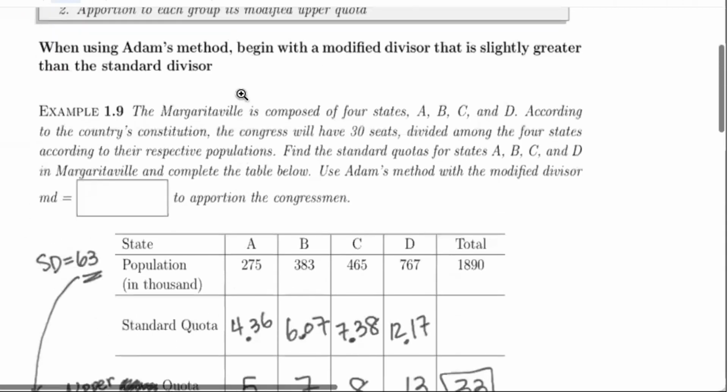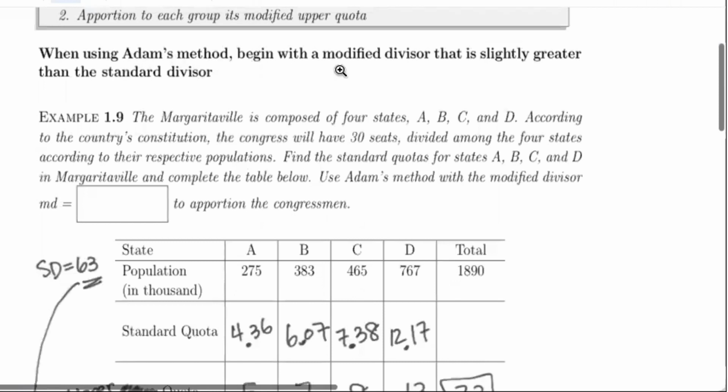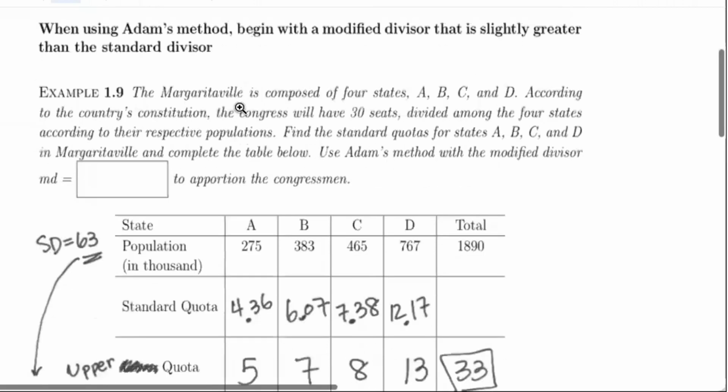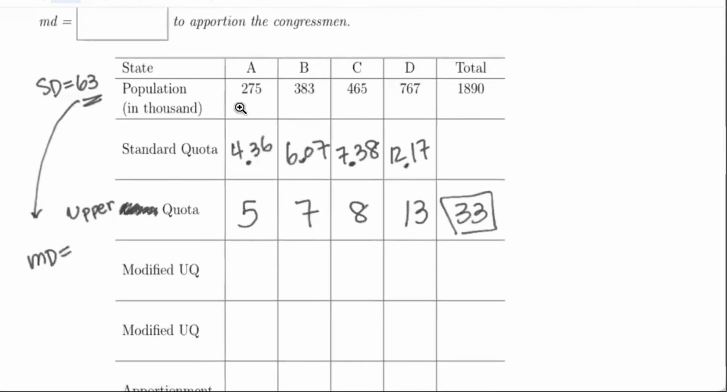Here is a tip. When using Adams' method, begin with a modified divisor that is slightly greater than the standard divisor. So my first attempt, I want to choose 64. If it works, take it. If not, then I move to 65 and so on. So everybody divide by 64 here, and then we take the upper quota. I need your help. Anyone have a number for that?